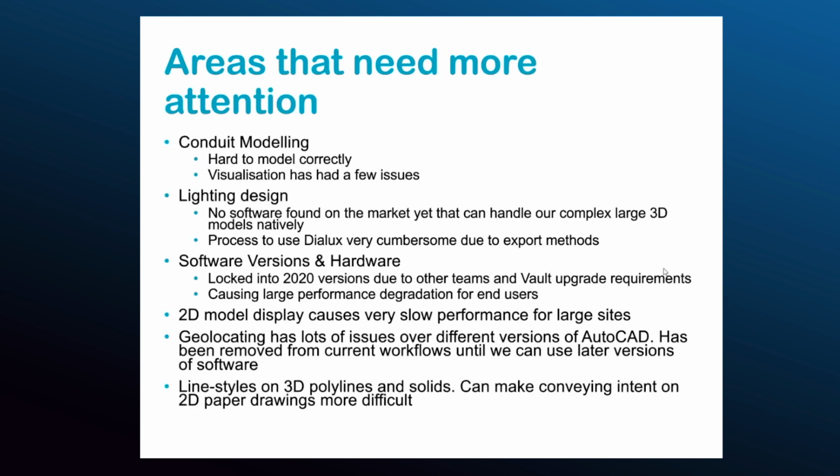Some of our areas that we see needing a little bit more attention, I'll go through these a bit quicker because a lot of them are just sort of there at the moment. Our conjugate modeling, we need to upskill a lot more internally to get the level of accuracy there that we want. We've had a few visualization issues that have since been fixed in the product, but it's just generally caused a few issues throughout our early adoption of the product.